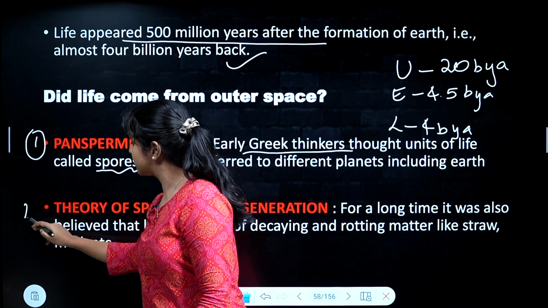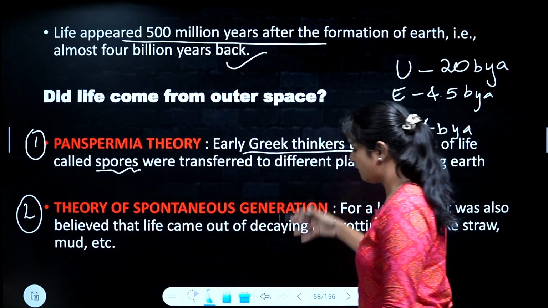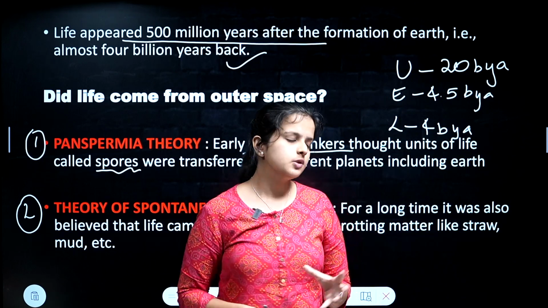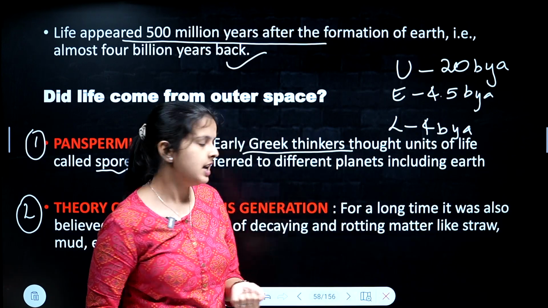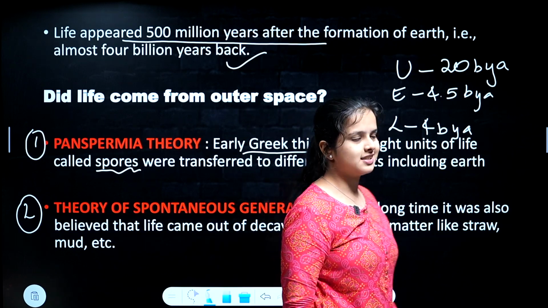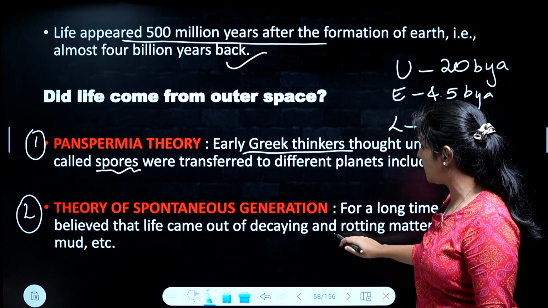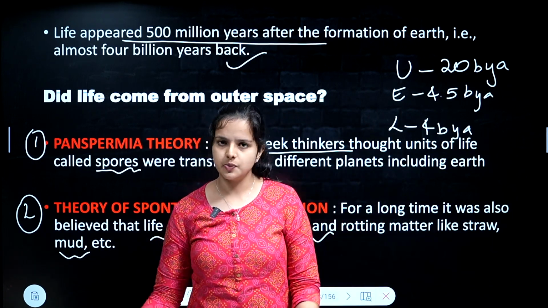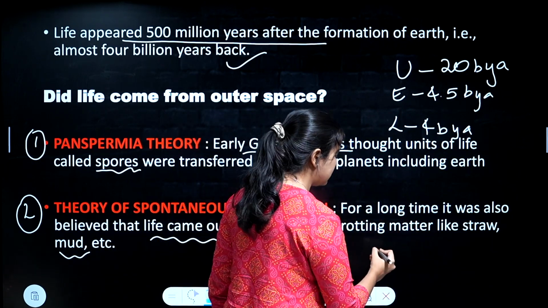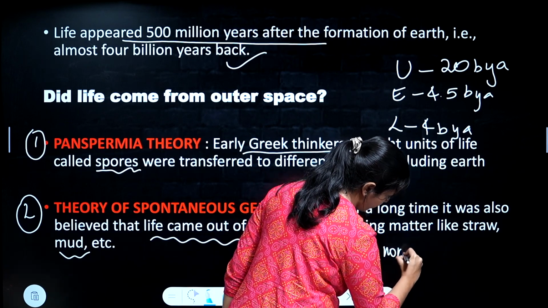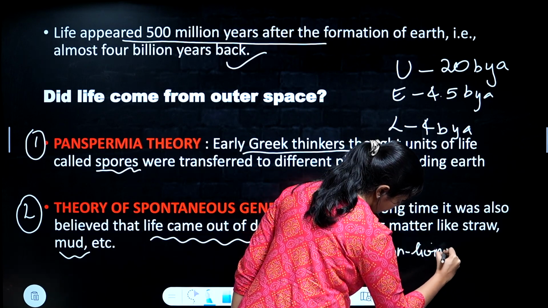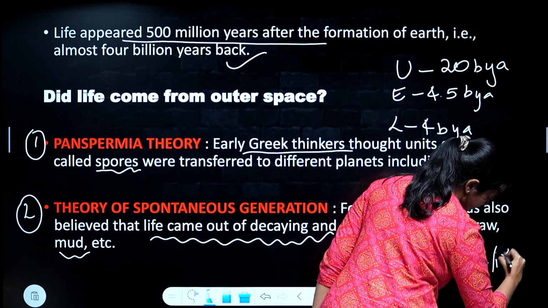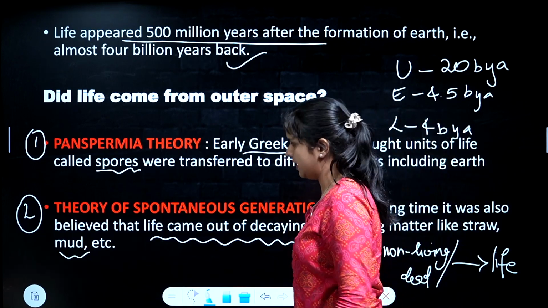And then you had the theory of spontaneous generation. Spontaneous means something that happens quickly, right? So what does the theory of spontaneous generation say? It says that life originated from dead and decaying matter like mud or straw. So that's what the theory says, that life originated from non-living or dead substances. That's the second theory.